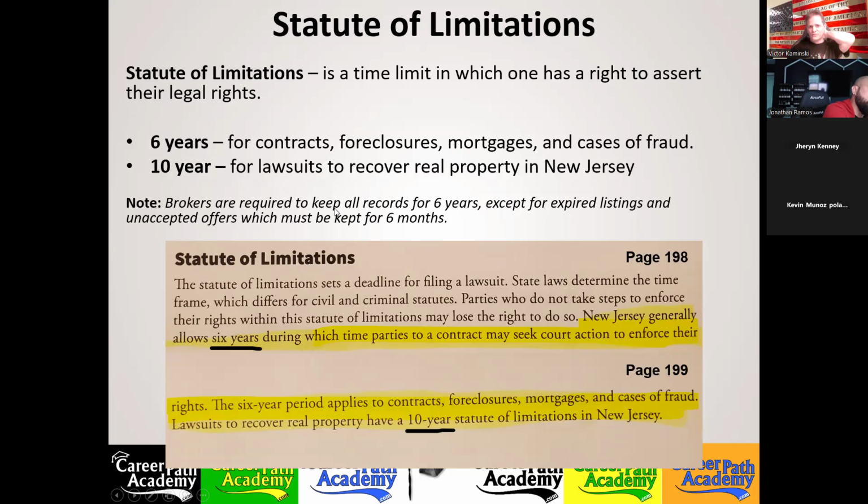And remember, brokers are required to keep all records for 6 years, except for expired listings and unaccepted offers, which they must keep for 6 months. You think there's a coincidence there? 6 years for the statute of limitations for contracts and 6 years that we got to keep those contracts? Or is it just a coinkydink?